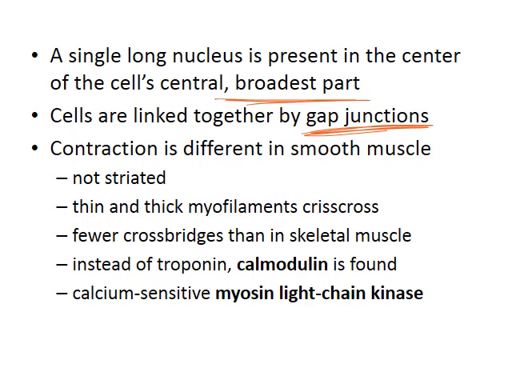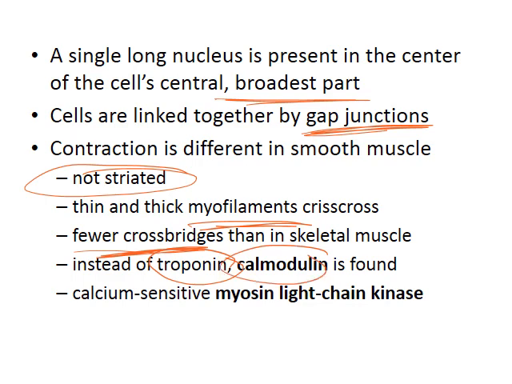Contraction is a little bit different in smooth muscle than it was in skeletal muscle. The tissue is not striated, so we don't have those nice little bands that we saw in skeletal muscle. Rather, the thin and thick myofilaments are going to crisscross rather than overlapping, and this is going to cause fewer cross bridges. And instead of troponin, we have calmodulin. So you need to know calmodulin is found only in smooth muscle. And this is going to have calcium-sensitive myosin light chain kinase, which is going to be important for our ATP.